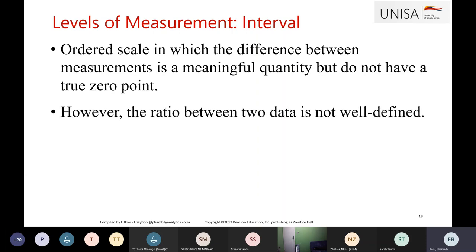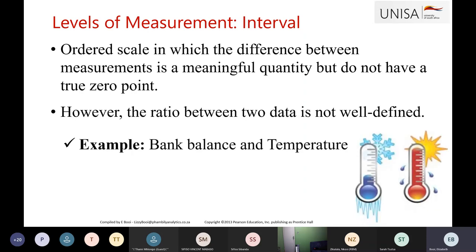And since it's got negative numbers, you cannot do a ratio. You cannot do a ratio of a negative number. So a ratio of two numbers cannot be well defined if there is a negative number. You can do a ratio if all the values are positive. And I just went into that example.